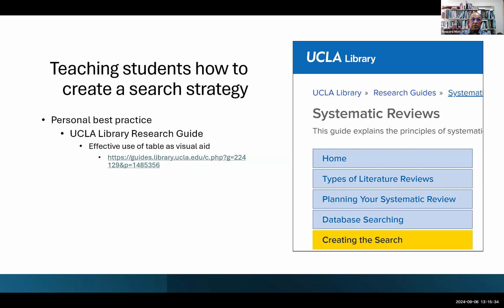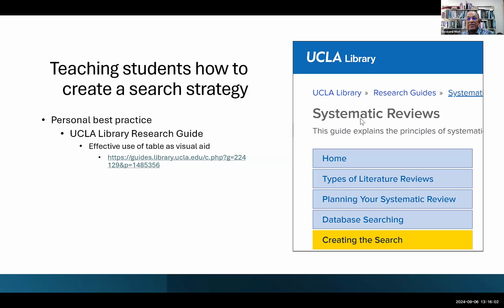I don't want to dismiss some of your LibGuides that are out there, but when I saw this one, it really hit me. I said, this is the one I'm going to use, and I put it into practice, and it really worked. It did the job. So I'm talking about the UCLA Library Research Guide. On their systematic review guide, there is a section that is called creating the search.